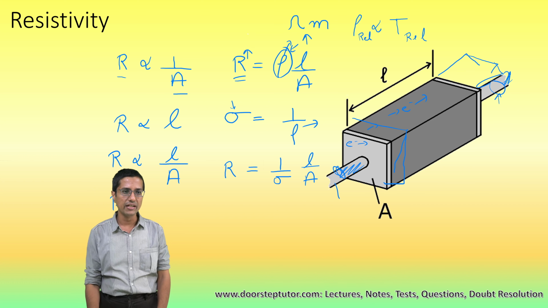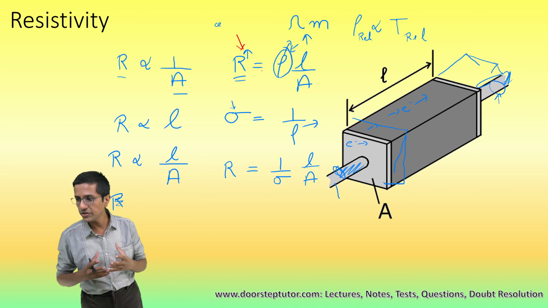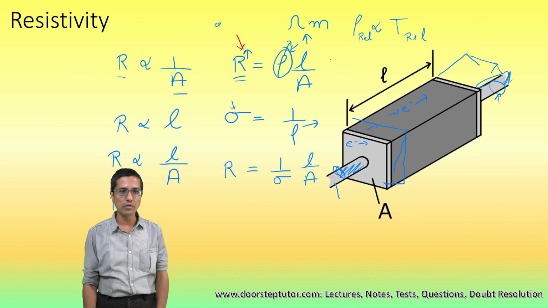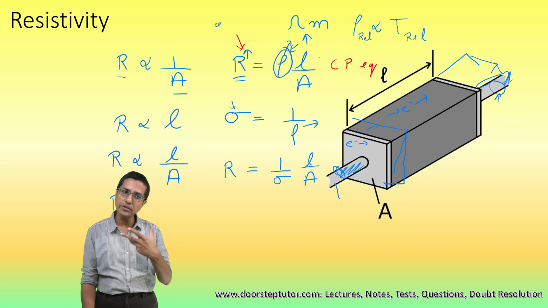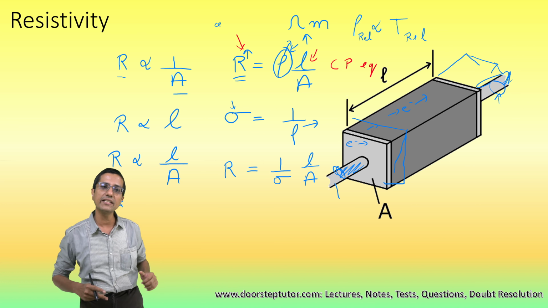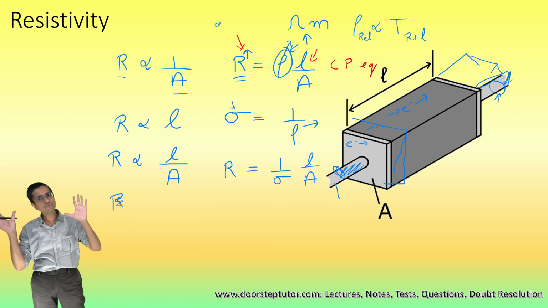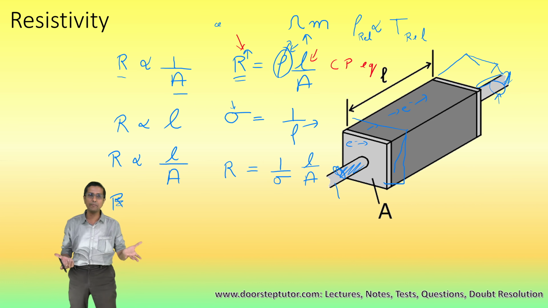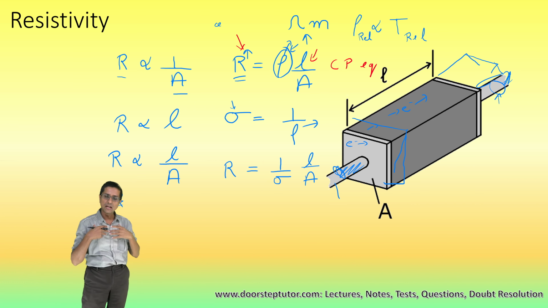This equation, R equals rho L by A, is very important, and you can expect questions on this equation in your exam. This equation is also known as the Pouillet's law equation. Okay, this equation is important. Questions will be asked, and how are the questions asked? If the length of the conductor is increased 2 times and its area is decreased 4 times, how would the resistance change? Would the resistance increase or decrease? What would happen? And then you have to use this particular equation.